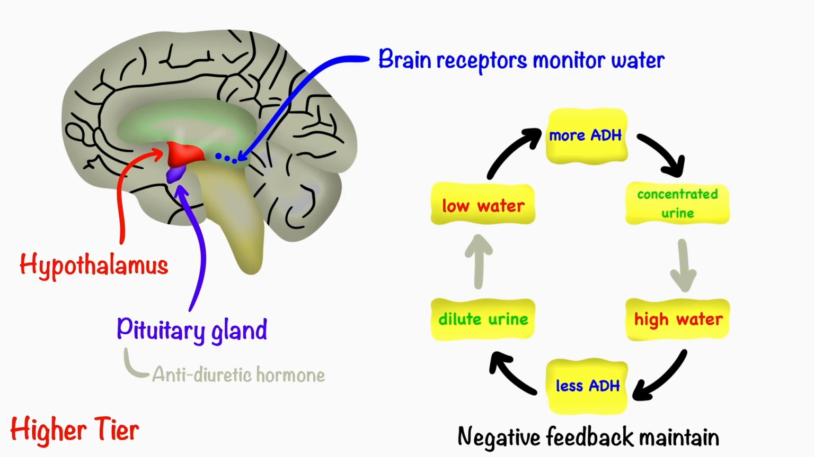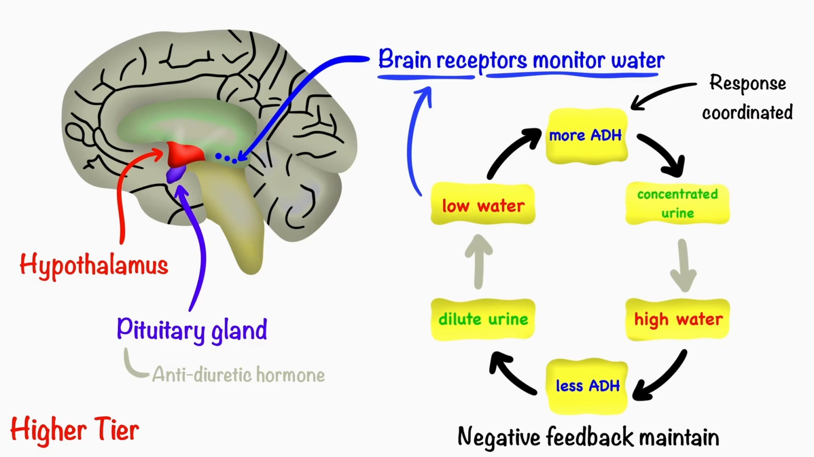This means that if the water content gets too high or too low, a mechanism will be triggered that brings it back to normal. When water content in the blood is too low, receptors in the brain detect this change. The coordination center in the brain receives this information and coordinates a response. The pituitary gland releases more ADH, so more water is reabsorbed from the kidney tubules back into the blood. This results in a smaller volume of more concentrated urine.